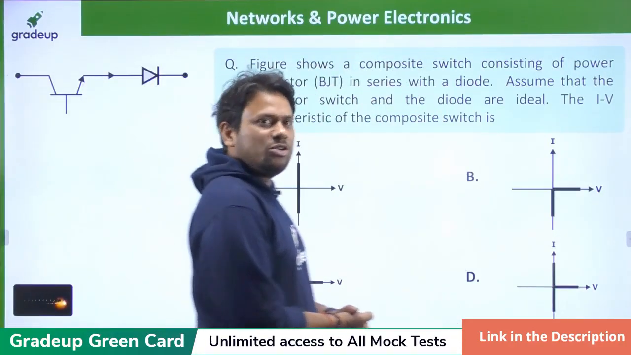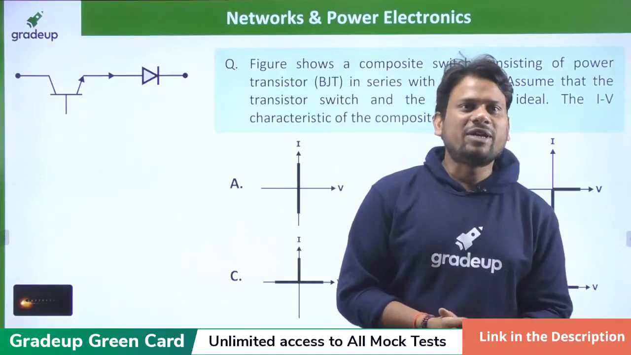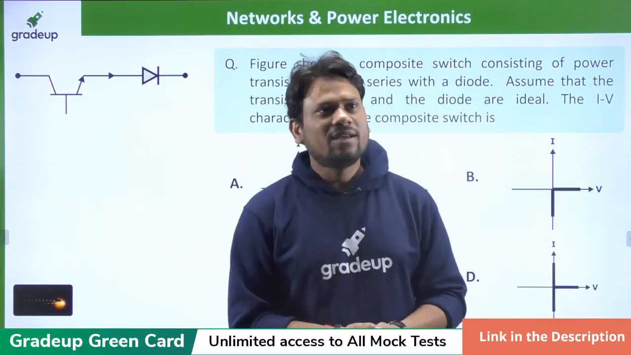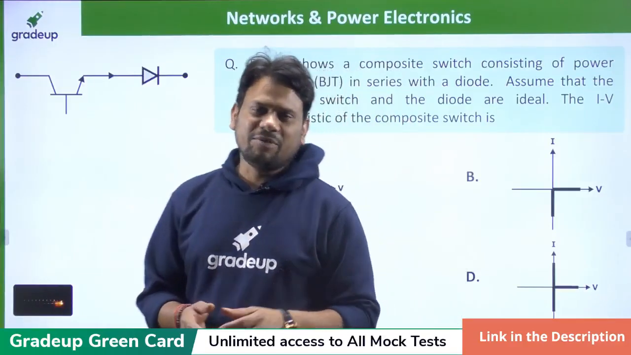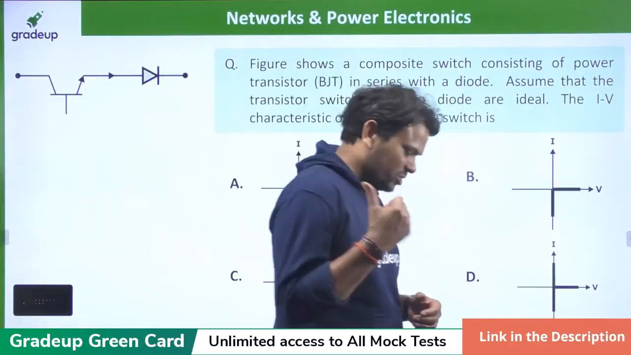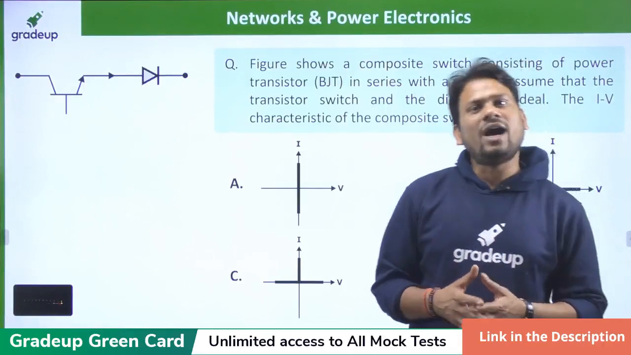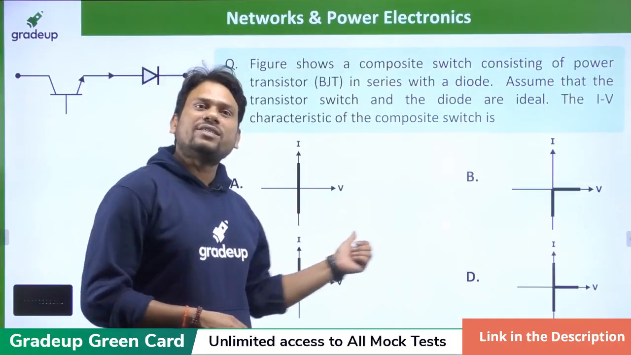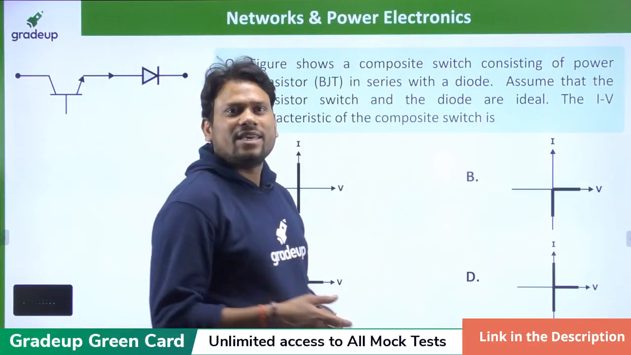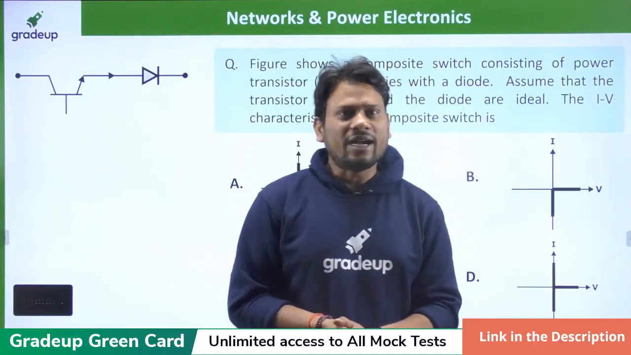In that case, we have to draw the VI characteristics of the device or switch module. And the options are ideal. That means the VI characteristics of the switch module are given in ideal form. So that's why all characteristics are piecewise linear. In that case, we have to determine the right option.